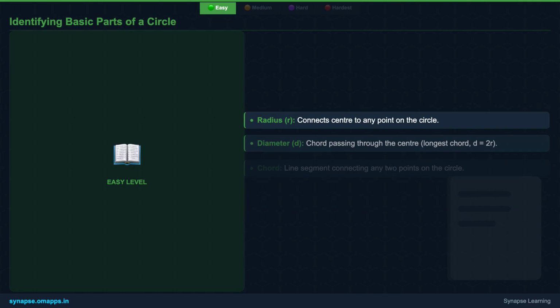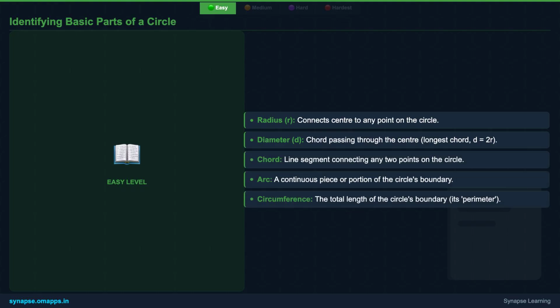Next, let's identify the main characters in our circle story. The radius connects the center to the circle's edge. Double that radius passing through the center, and you get the diameter, the longest line segment inside a circle. Any line segment connecting two points on the circle is a chord. A curved piece of the circle's boundary is an arc. And the entire boundary itself? That's the circumference, like the perimeter of a square.